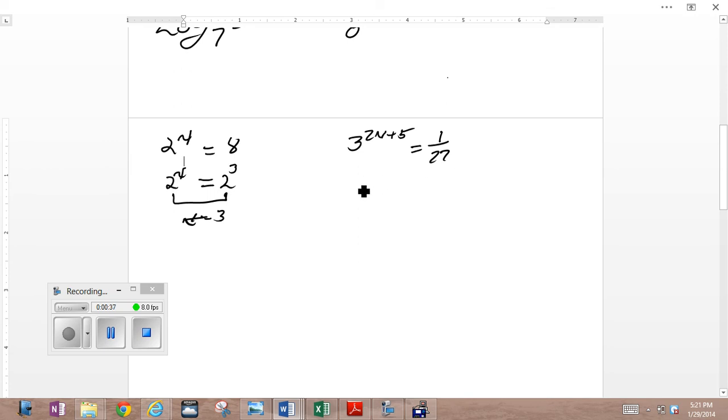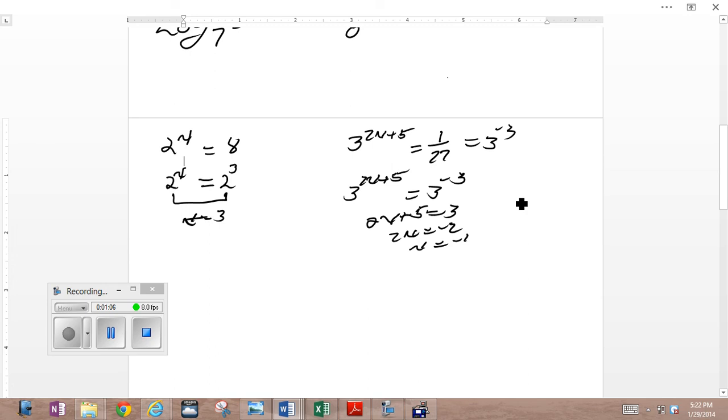I can, of course, say that's 3 to the 2x plus 5, and I can make that 27. That'd be 3 to the negative 3. So 3 to the 2x plus 5 equals 3 to the negative 3. And then I can say, well, okay, that means 2x plus 5 is equal to negative 3. So 2x looks like it's equal to negative 8. So x equals negative 4. So they weren't so bad. Everybody seemed to be okay with those.